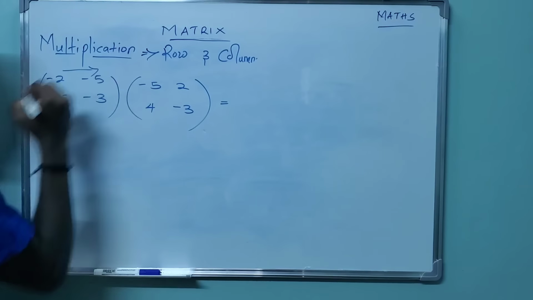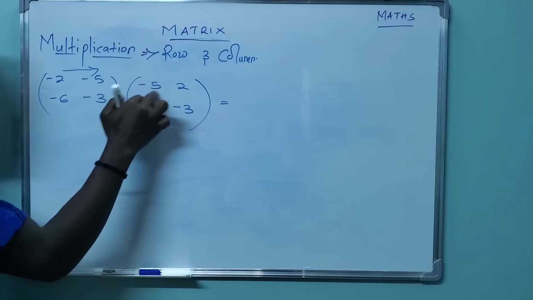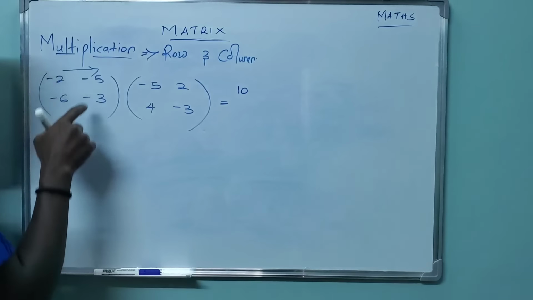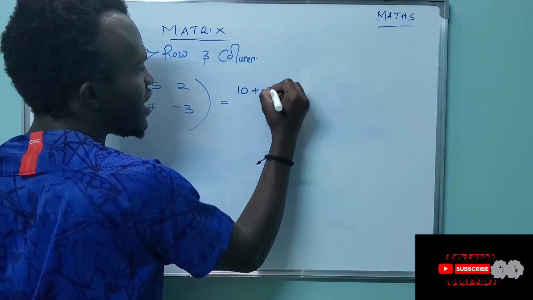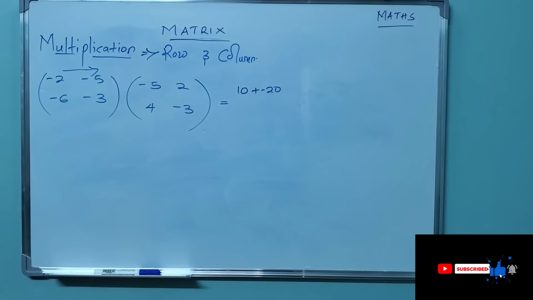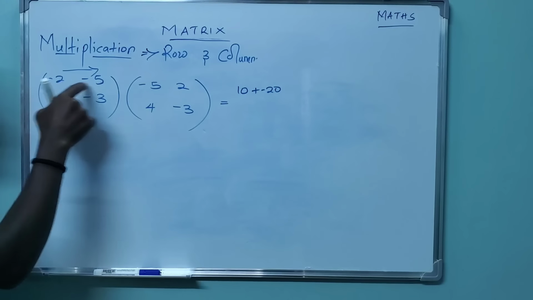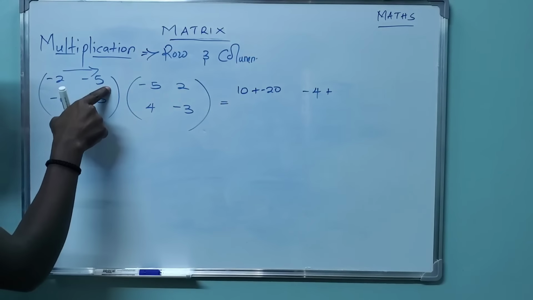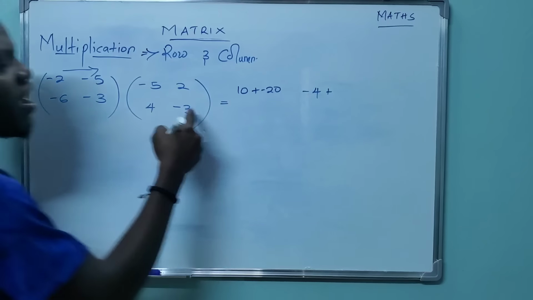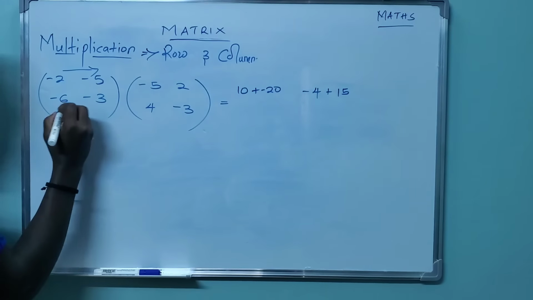The first row, this is the first row. I'm going to multiply with the first column and the second column. So I'm going to have here -2 multiplied by -5, that is going to be 10. Then -5 multiplied by 4, that is going to be plus -20. Next, the first row with the second column, whereby I'm going to have -2 multiplied by 2, that is going to be -4, plus -5 multiplied by -3, that is going to be 15. And I'm done with the upper one. I go to the lower row.